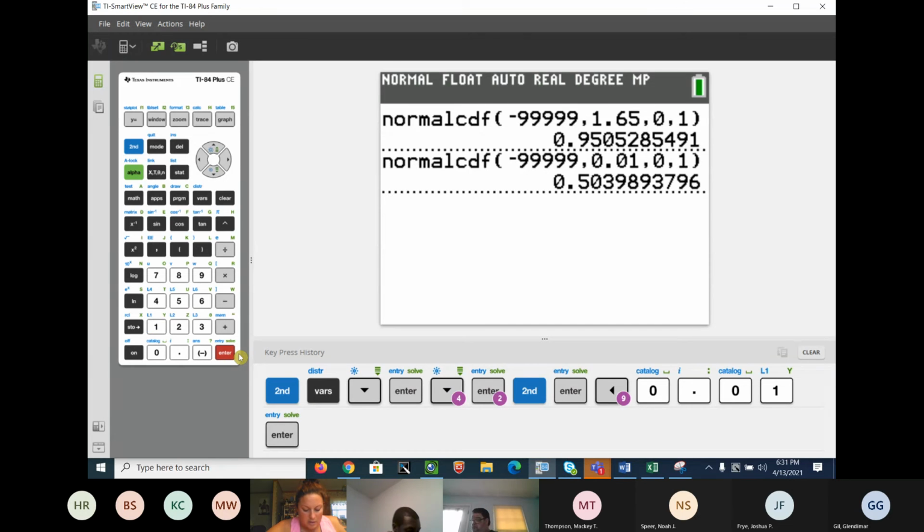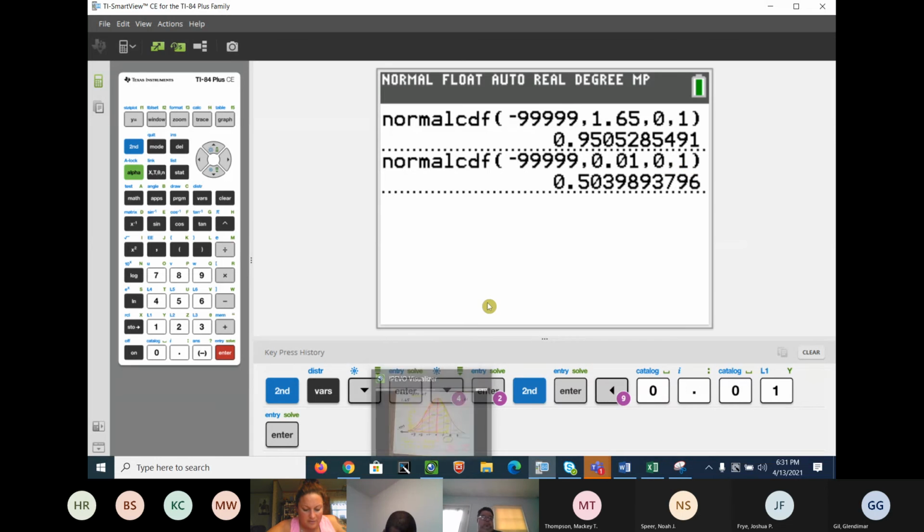0.5040. Okay, here's where I'm running into issues, because mine says error domain. Let's try it again. -9999, comma, 0.01, close parentheses. Oh, well, how come you don't do the median and the C like you did on the other one? I told you, the old calculators, you don't have to do this. 0.504. Is that what you said? That's it. Yeah.